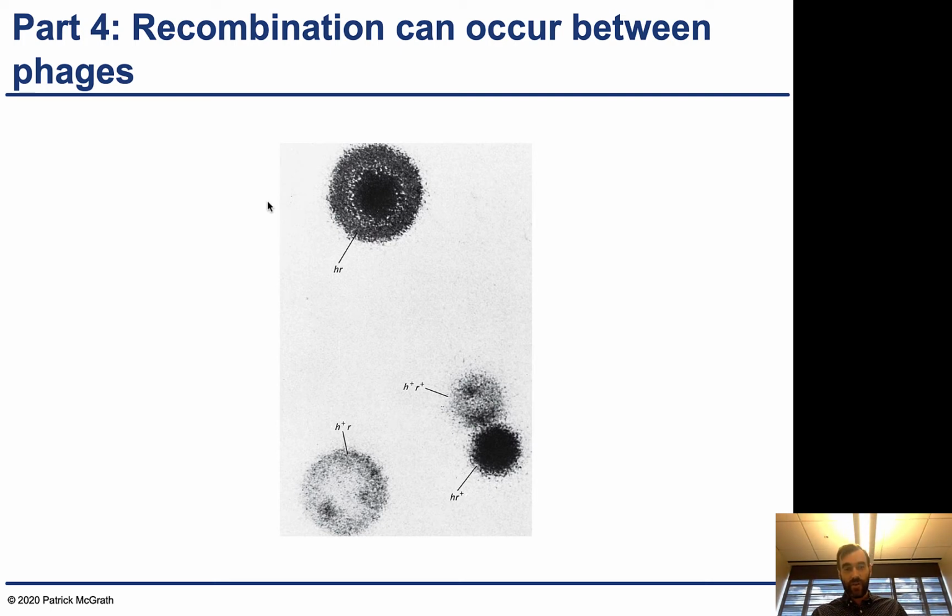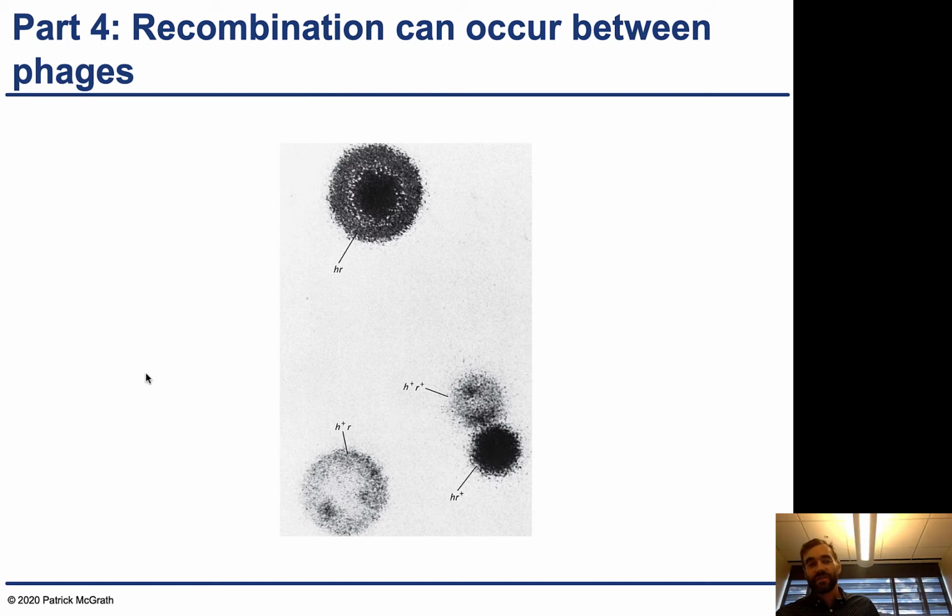We talked a little bit before about how phages can have different types of plaques. This is an example of different types of plaques. This HR produces this very large, dense colored plaque. This H plus R has a very large but very light colored plaque. And then you have the other different combinations as well.